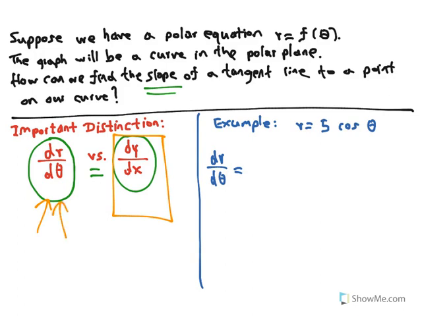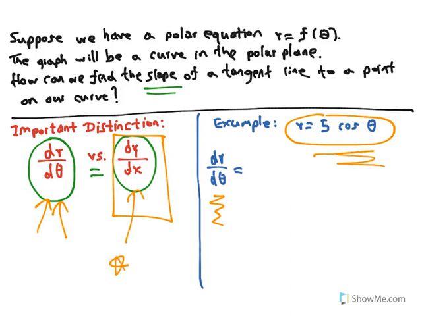Let's make our discussion concrete by looking at a specific polar equation. We will find dr d theta and discuss what information it gives, and then we will talk about how we can find dy dx for a given polar equation. Dr d theta is very easy to find. You just differentiate this polar equation with respect to theta. So you have the constant 5 multiplied by cosine of theta, and so you will have negative 5 sine theta.